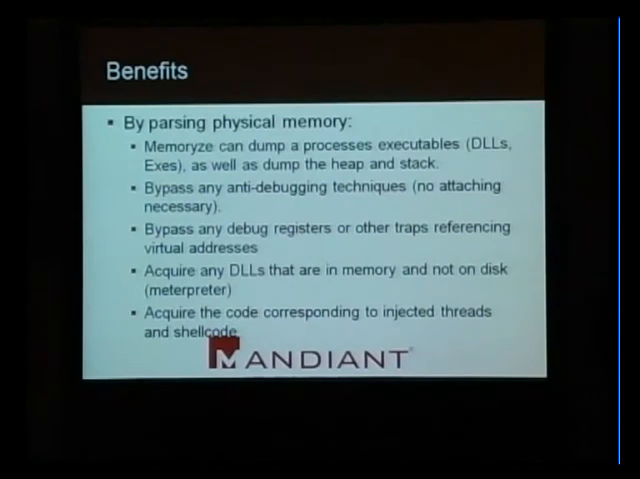Recently, a rootkit was released that used debug registers or trap referencing to hide a virtual address range. Because we don't access virtual addresses, we go from virtual address to physical memory, and we don't ever read from the virtual address. We only read from physical memory. This type of rootkit doesn't work on us, and that's a good point to make.